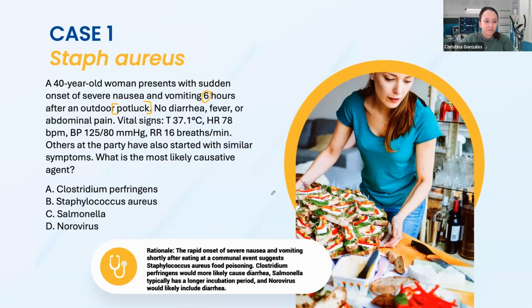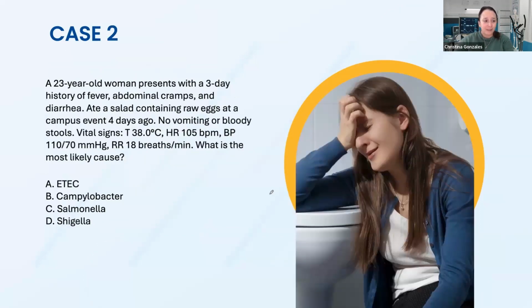Okay, moving on to case two. So case two, we have a 23-year-old woman. She is presenting with 3 days of fever, cramping, and diarrhea. Okay, that sounds pretty generic. Can't really see much when I read that. Then they mentioned that she ate a salad containing raw eggs, and this was about 4 days ago. So we have an idea of when she might have been exposed to this pathogen.